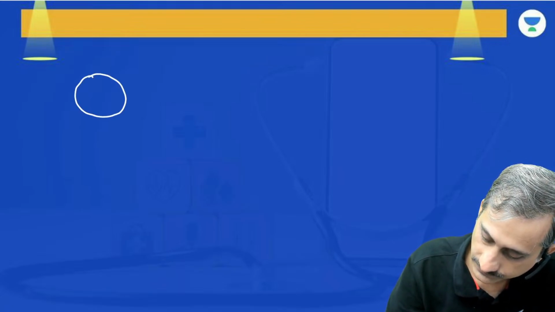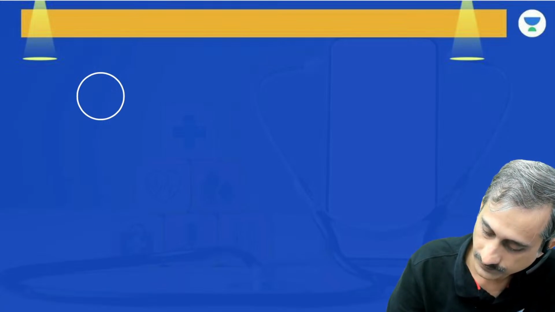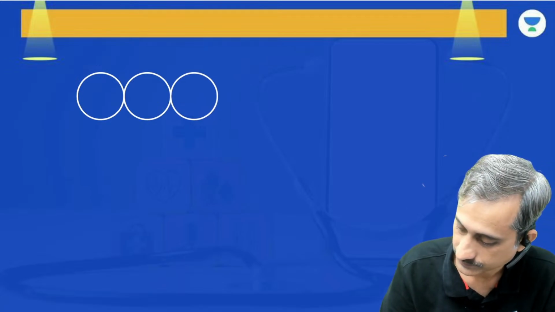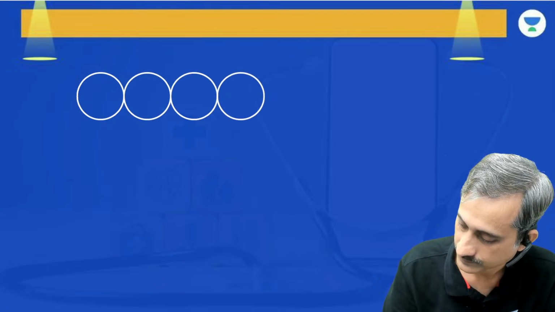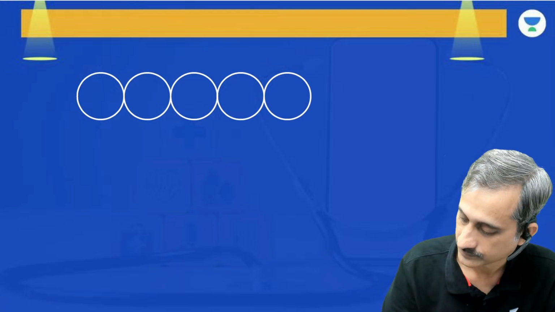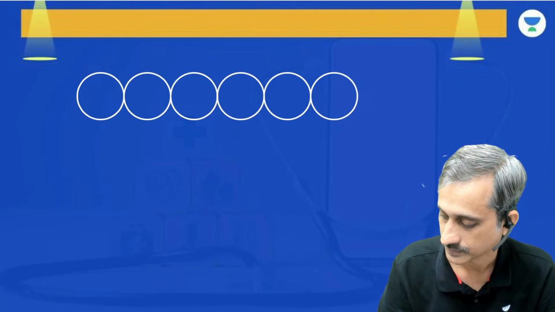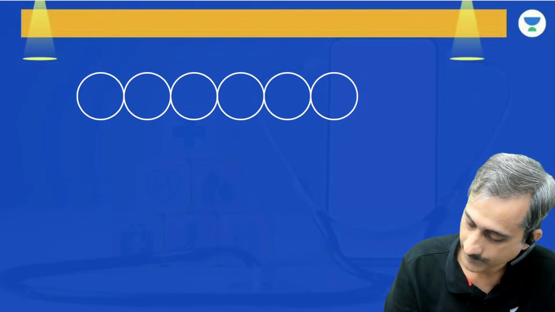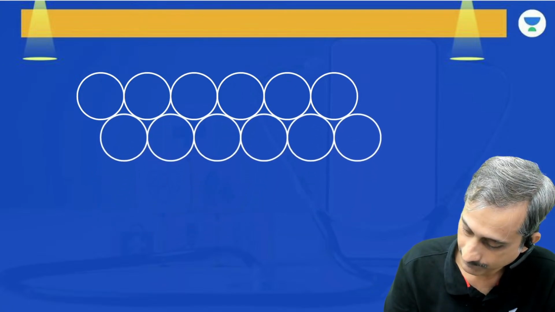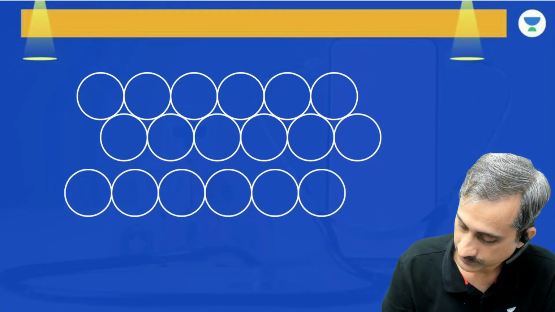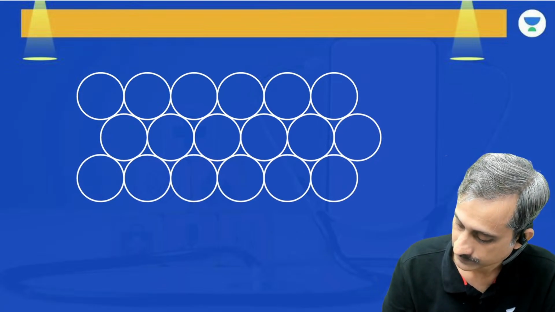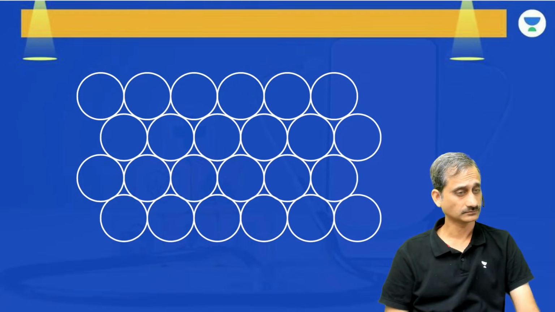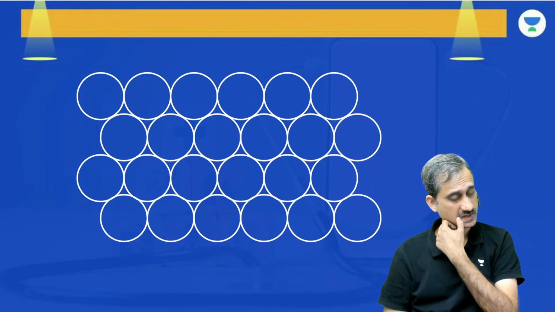Here we have a circle. We paste it. We paste it. Now this is a hexagonal layer. Clear? So this is a hexagonal layer.